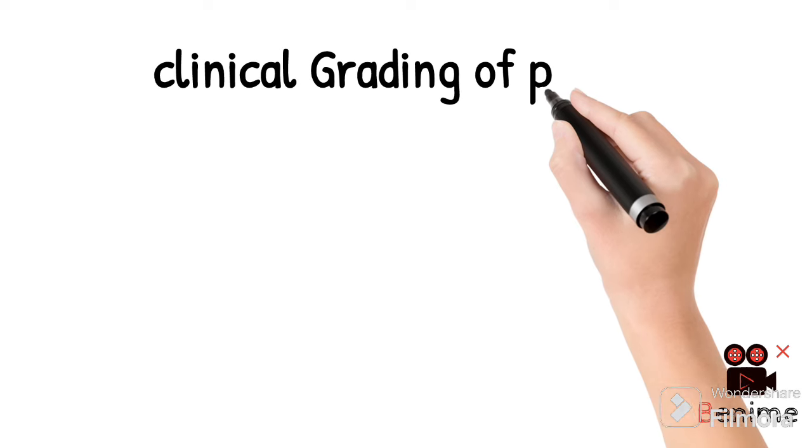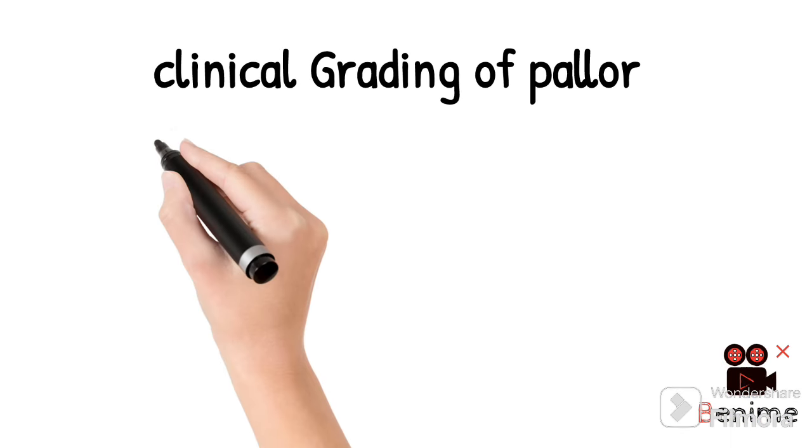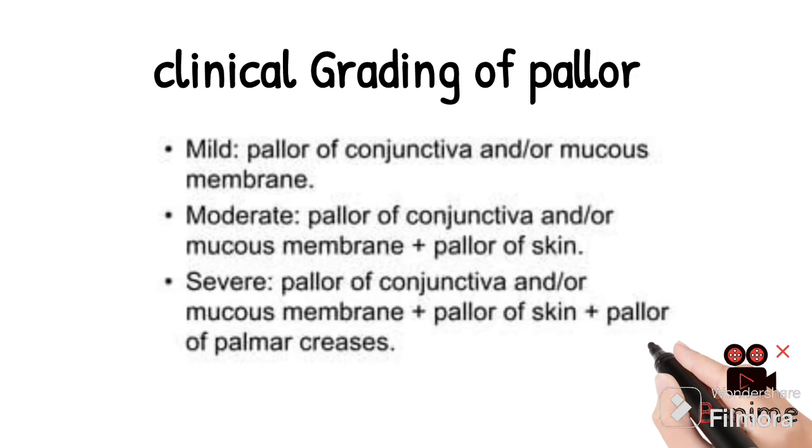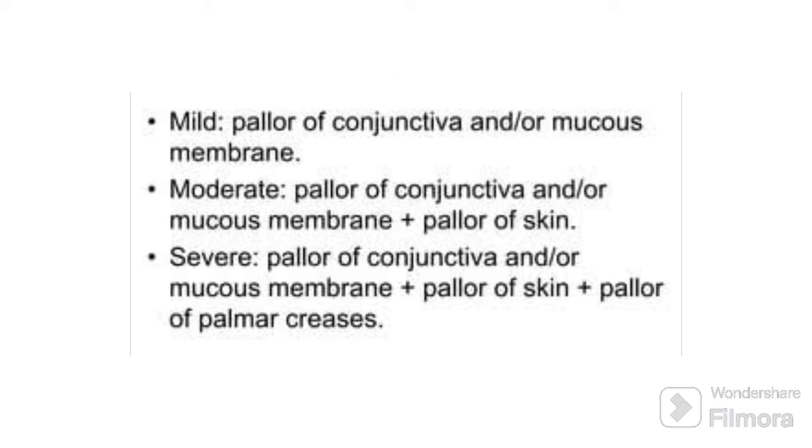Clinical grading of pallor. Pallor is called mild when there is pallor of only conjunctiva and or mucous membrane. Moderate when pallor of conjunctiva and or mucous membrane plus the pallor of skin. Pallor is called severe when there is pallor of the conjunctiva and or mucous membrane plus pallor of skin plus pallor of palmar crease.